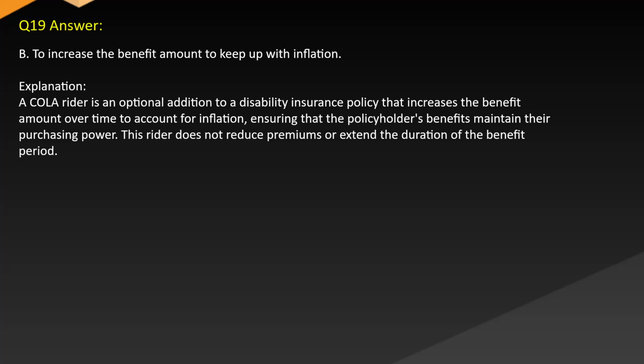Answer B. To increase the benefit amount to keep up with inflation. Explanation. A COLA rider is an optional addition to a disability insurance policy that increases the benefit amount over time to account for inflation, ensuring that the policyholder's benefits maintain their purchasing power. This rider does not reduce premiums or extend the duration of the benefit period.